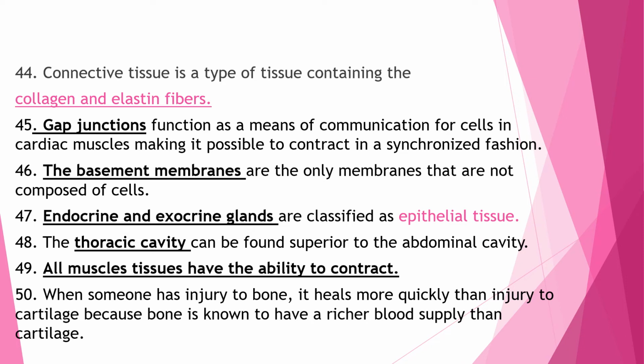Okay, number 48. The thoracic cavity can be found superior to the abdominal cavity. So this is an anatomy topic. The thoracic cavity is superior to the abdominal cavity, which means that the abdominal cavity is found inferior to the thoracic cavity.